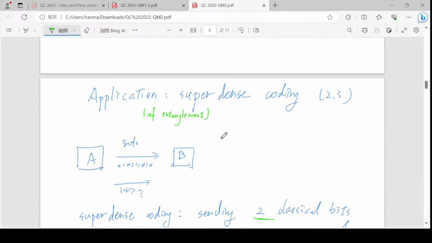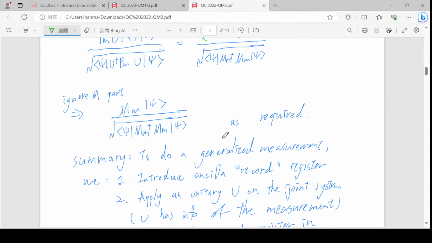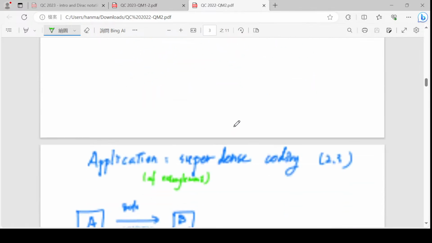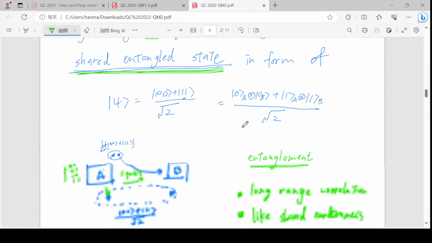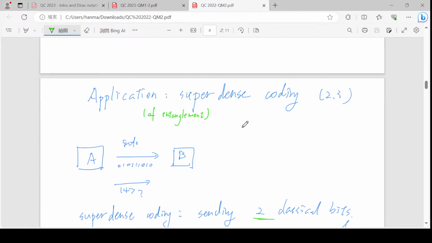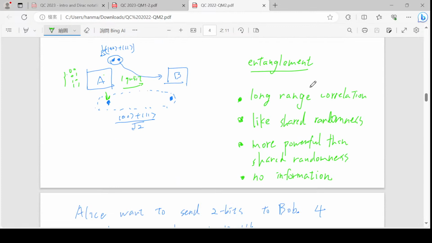Okay, let's go back to information theory. Well, I guess it's not quite information theory, but now we want to talk about some application of entanglement. Entanglement, we are going to see that they have those properties.